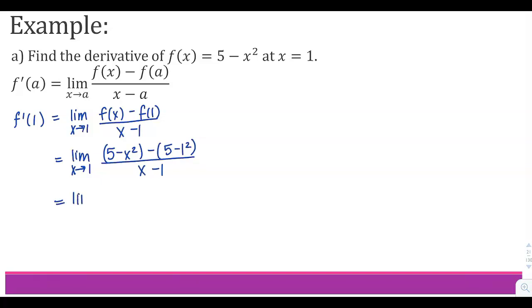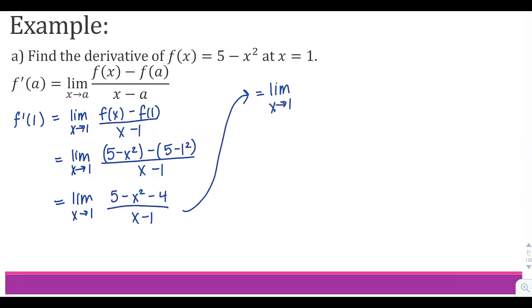And in the numerator, we'll simplify. So we end up with 5 minus x squared minus 4 over x minus 1. I'm going to go ahead and move it up here and simplify at the same time. So I have the limit as x approaches 1. In the numerator, I have 1 minus x squared. In the denominator, I have x minus 1.